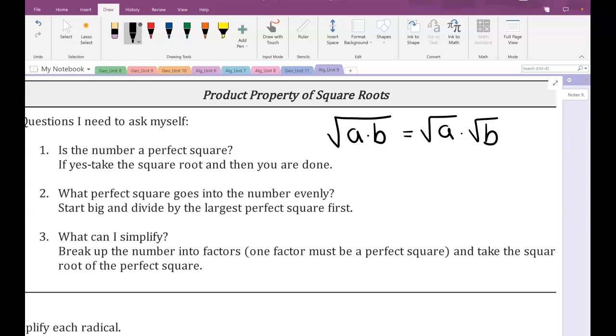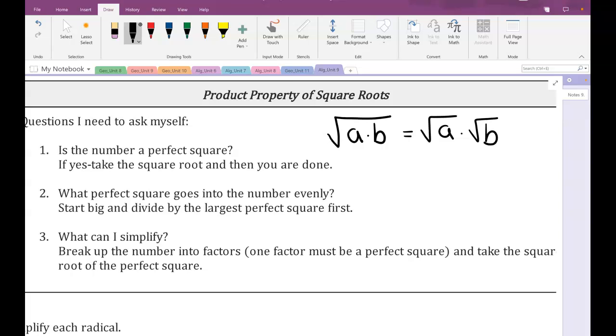And then we ask ourselves some questions. I put all the questions on here, so when you're going through your homework, it's super easy to follow. First question you're going to ask yourself, is the number a perfect square? If the number is a perfect square, then you just have to take the square root of that. So if you were given the square root of 25, 25 is a perfect square, so the square root of 25 is just going to be 5. If you have the square root of 49, your answer would just be 7, because 7 times 7 gets you to 49.